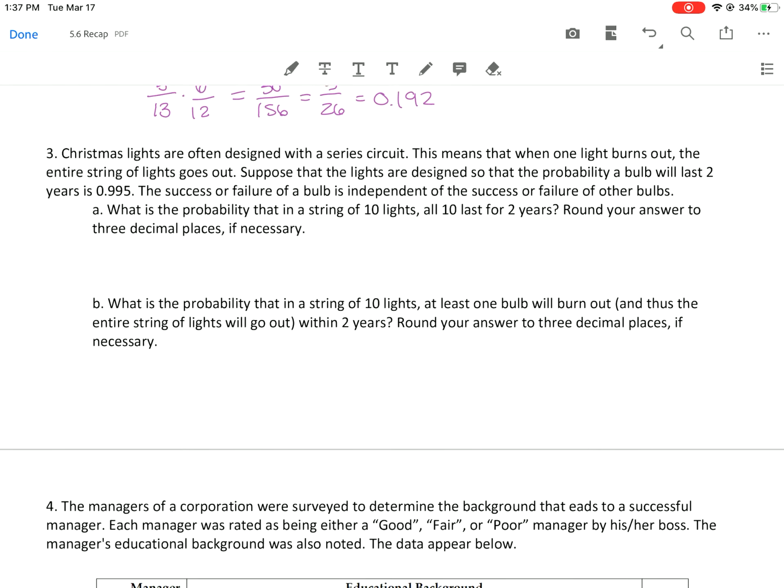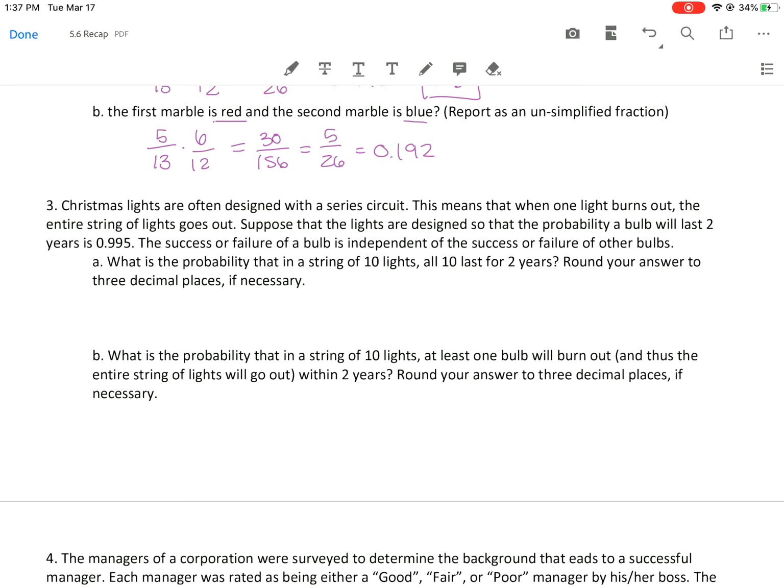Okay, let's look at the next one. We've got some Christmas lights now. So, Christmas lights are often designed with a series circuit. This means that when one light burns out, the entire string of them goes out. So suppose that the lights are designed so that the probability a bulb will last 2 years is 0.995. The success or failure of a bulb is independent of the success or failure of the other bulbs. So, what's the probability that a string of 10 lights, all 10, will last 2 years?